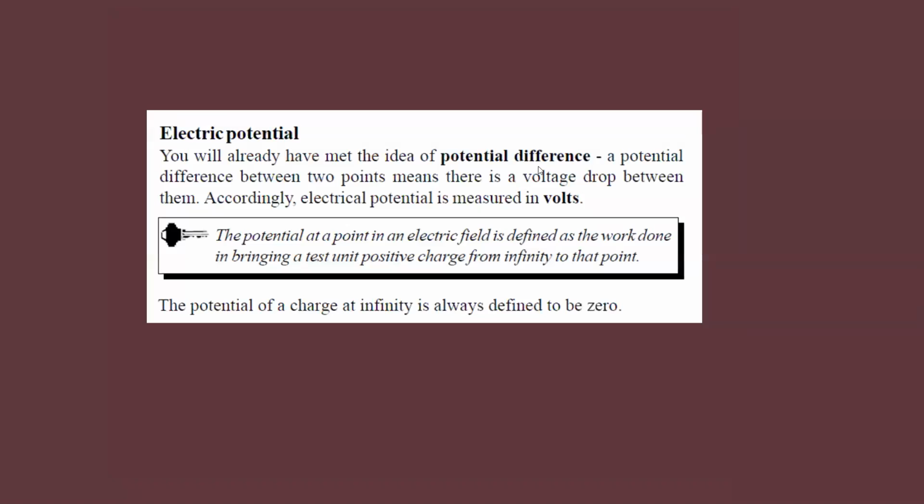Then what is electric potential? Electric potential is the work done on a unit positive charge from infinity to that specific point. For example, if you have a charged object, it can be positive or it can be negative.